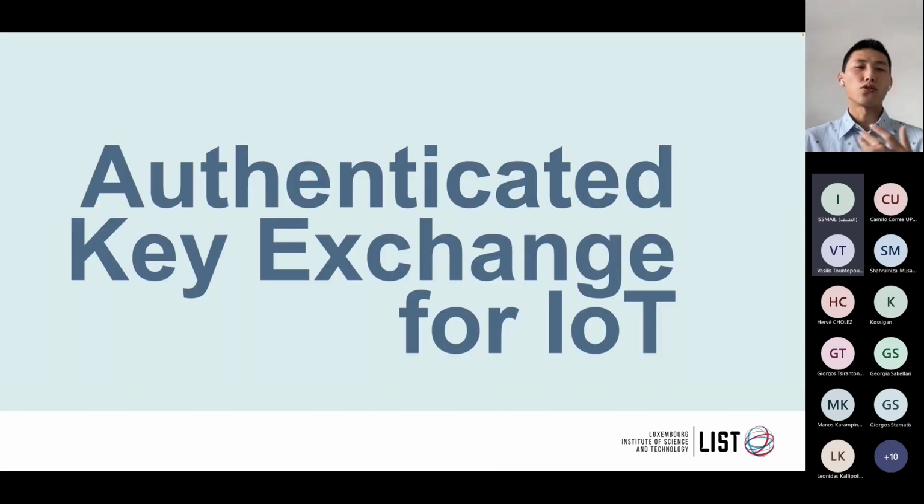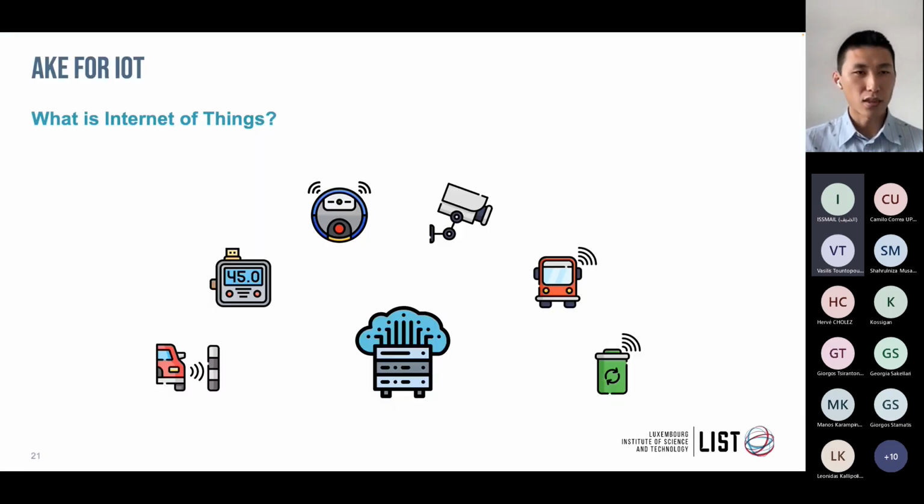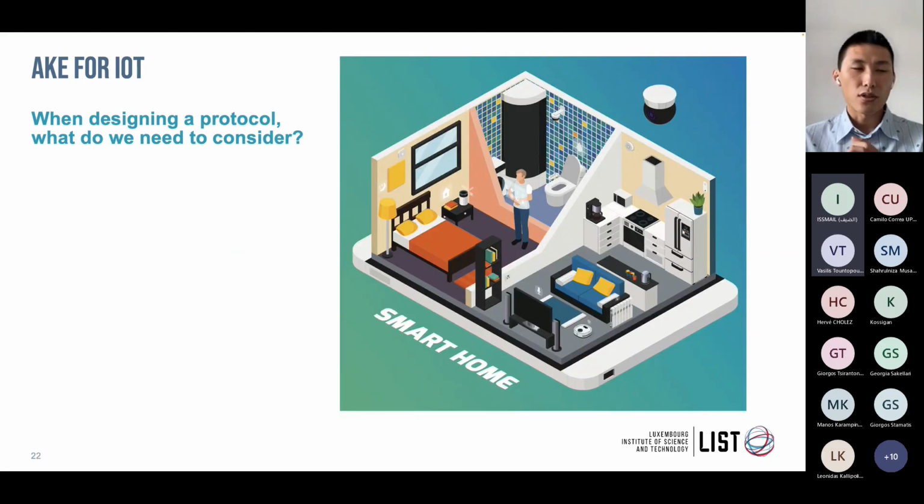Okay, now let's go to the main topic of this session, Authenticated Key Exchange Protocol for IoT. Before that, what is the Internet of Things? You can see here in the photo a radar on the road, a temperature sensor, a cleaning robot, a camera, a car with GPS sensors and 5G connections, a rubbish bin with detectors to check if it is full or not. They are all Internet of Things. So for them, what do we need to consider to design a protocol?